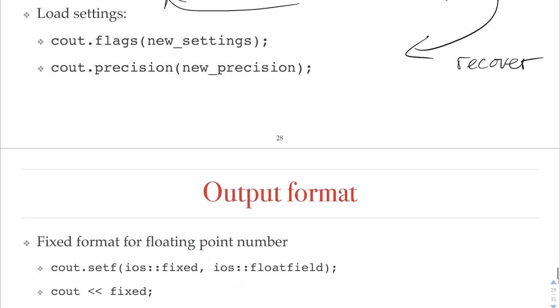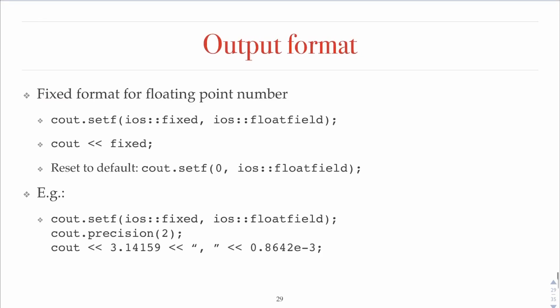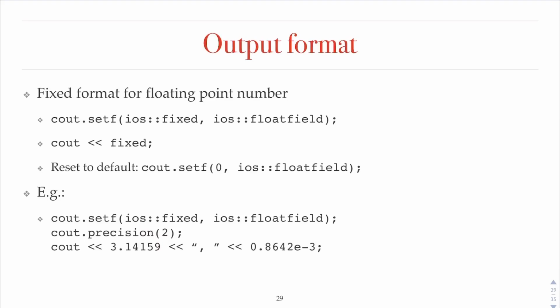Alright, now let me solve your concern right now. Last time when we output the number, you saw that we can only set the number of digits we want to output, and that is a little bit inconvenient. In many cases we want to output exactly how many digits after the dot. Okay, so if you want to do that, you have to change your setting a little bit. Instead of output using the floating point setting, you have to fix it.